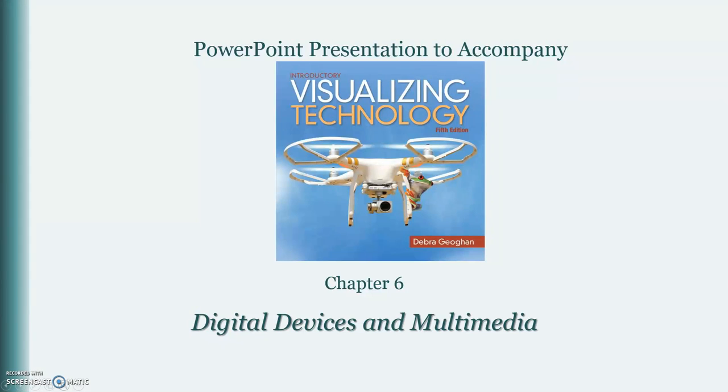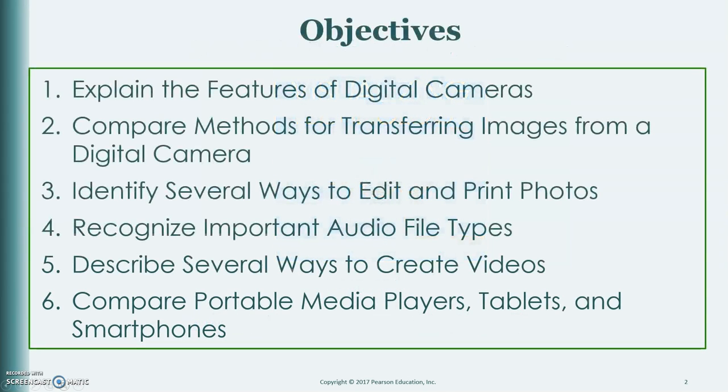Okay, so let's get started with Chapter 6, which covers digital devices and multimedia. So we're going to talk a little bit about digital cameras, how to transfer your images from your camera, talk about a couple ways to edit and print photos, talk about some different audio file types, talk about some ways to create videos, and look at different tablets and smartphones.